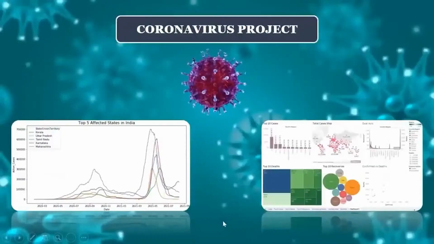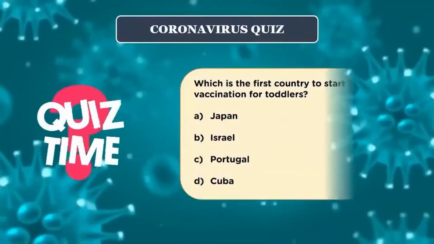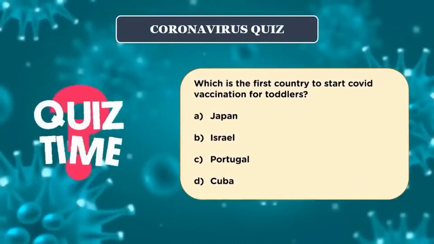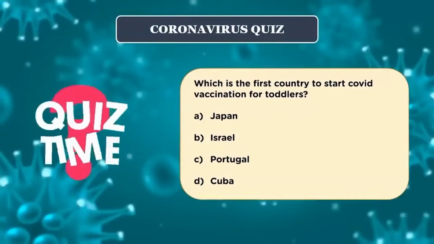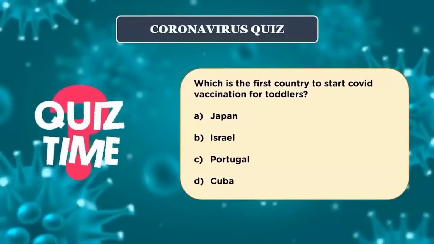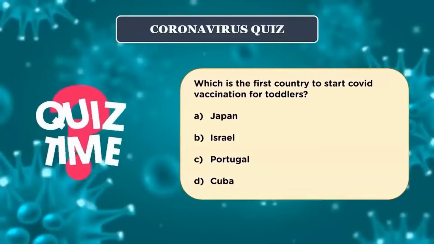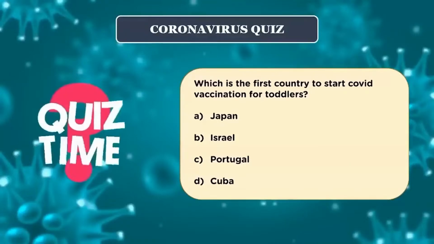Alright, before we jump into the hands-on part, let's have a look at the second quiz in this project. So here is the second quiz question. Which is the first country to start COVID vaccination for toddlers? Is it A, Japan, B, Israel, C, Portugal, or is it D, Cuba? This is a very recent development that took place. If you watch daily news updates on coronavirus, you will be definitely able to answer the question. Please give it a try and put your answers in the comment section of the video. It is really important for our viewers to know the right answer.